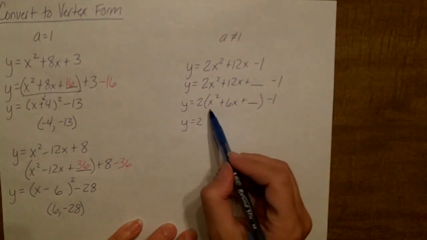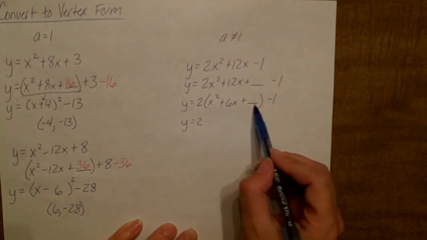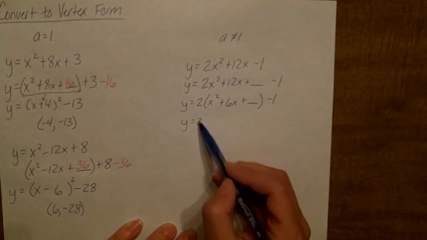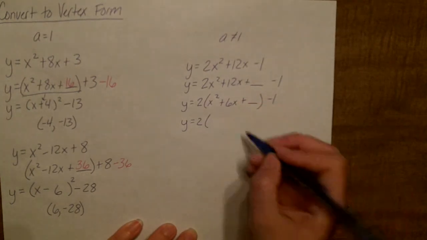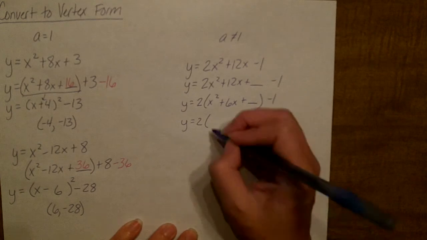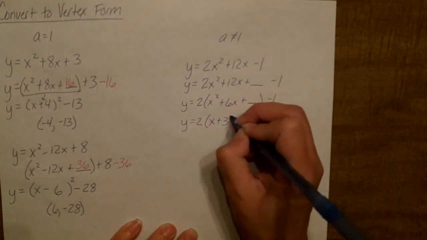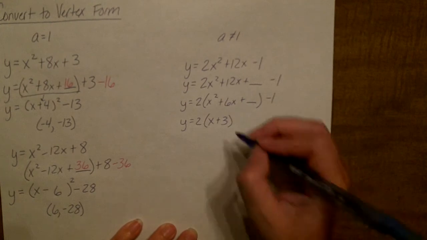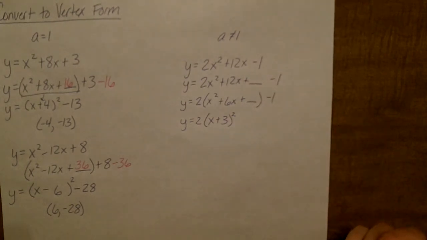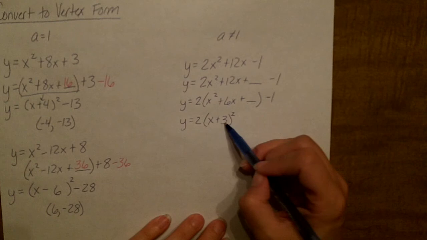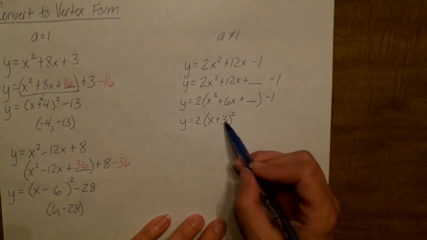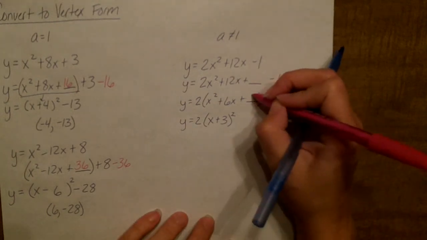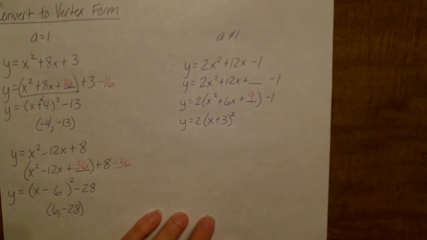Now I want to factor this part into a perfect square. The 2 just comes down. If this is a 6, I know that I must have a 3 right here, so that when I double this 3, I get a 6. This is a perfect square. So if this is a 3, 3 squared means I must have had a 9 in this blank.